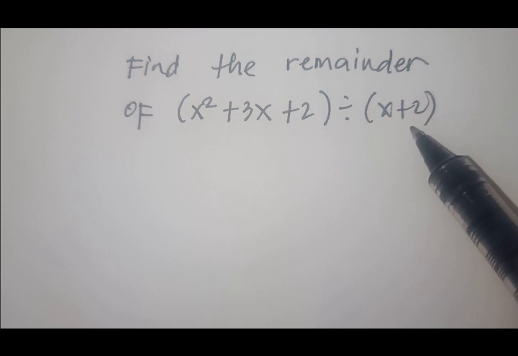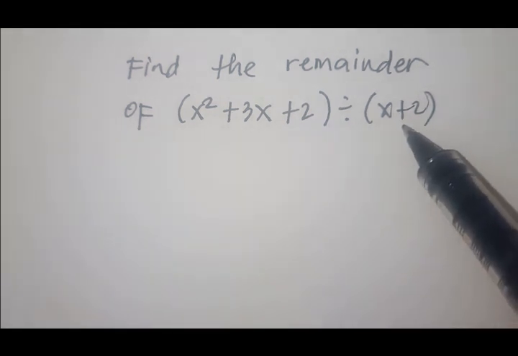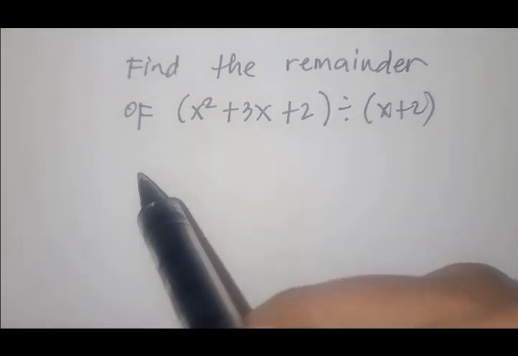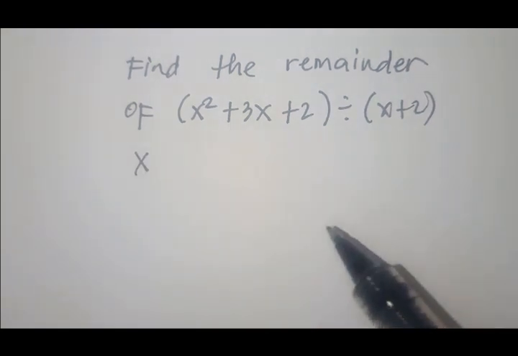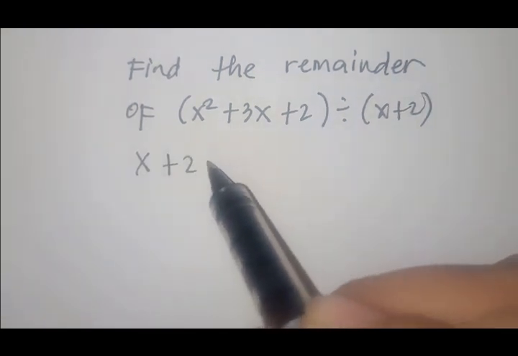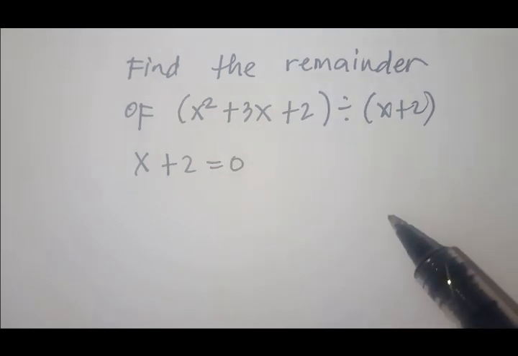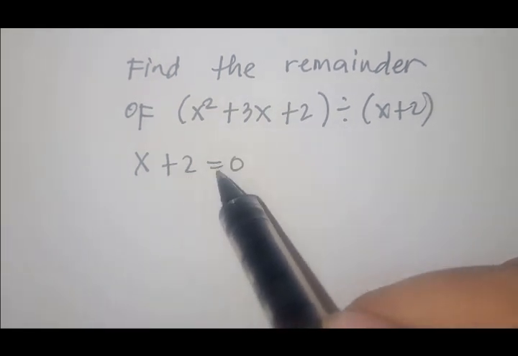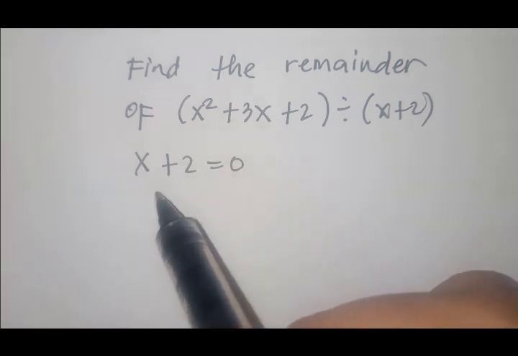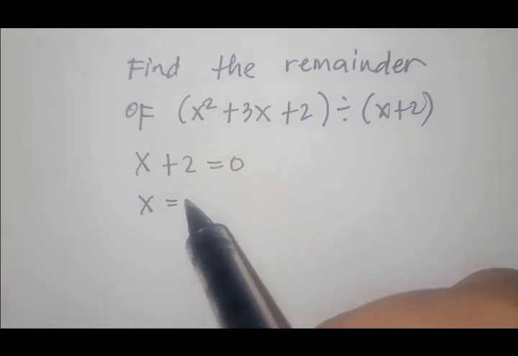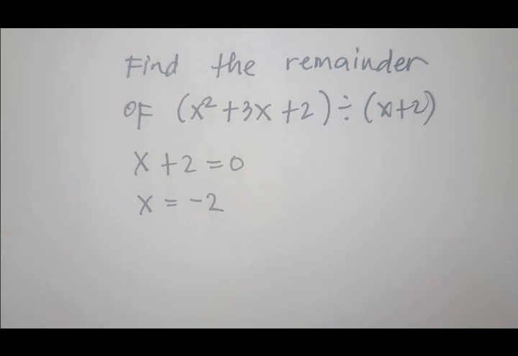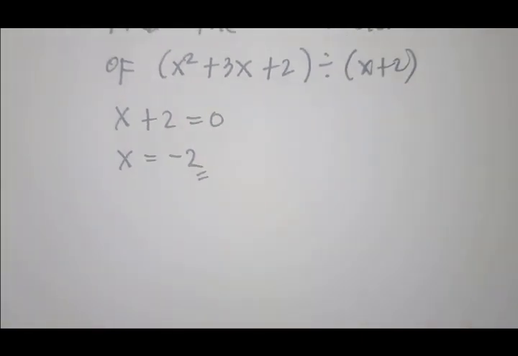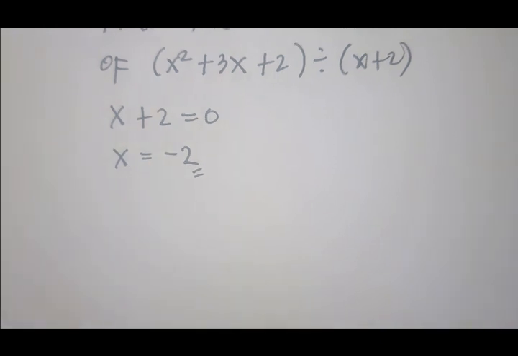So, equate lang muna natin yung divisor natin. Parang sinosolve lang natin yung values for x. Okay? So, we have x plus 2 equals 0. Then, transpose natin yung positive 2. X is equal to negative 2. So, ito yung value na gagamitin natin para malaman yung remainder ng ating dividend. So, what will be the process? So, this will be the process.